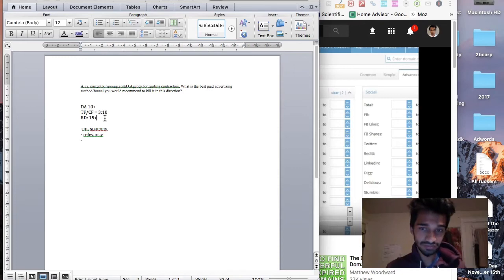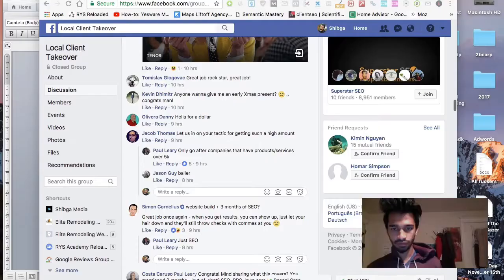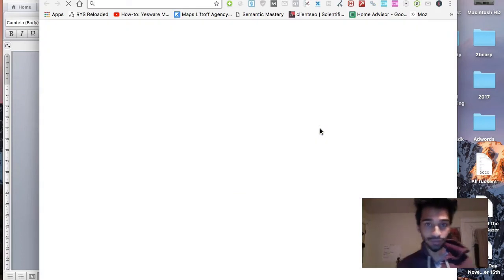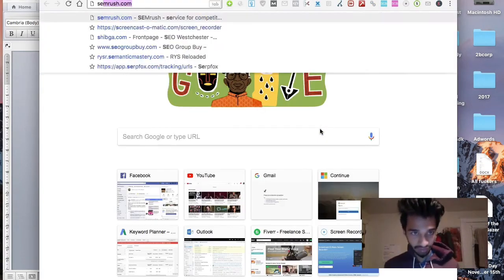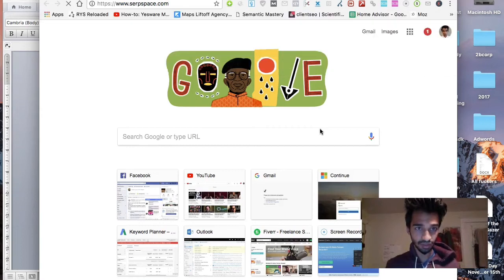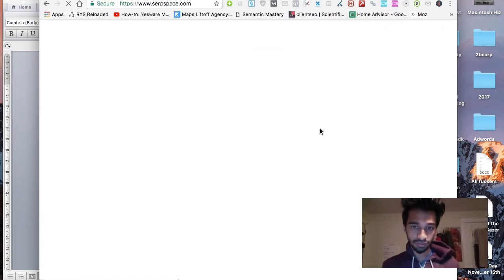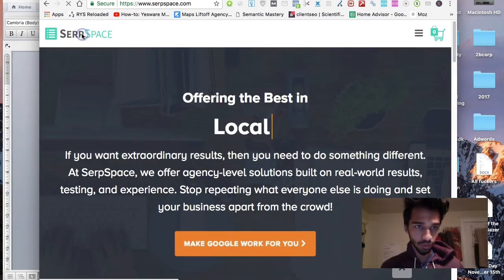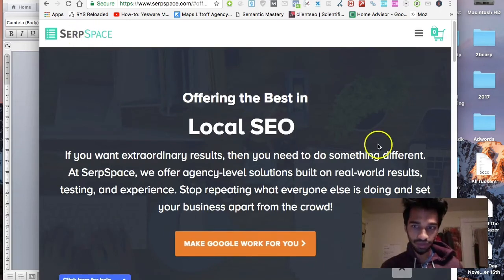So yeah. Oh, one thing I forgot to mention is, if you want to buy domains where I buy from, it's really cheap. Serpspace.com. Normally, domains can get pretty expensive if you want a decent one. So I'll show you how to order it from here. Serpspace.com.